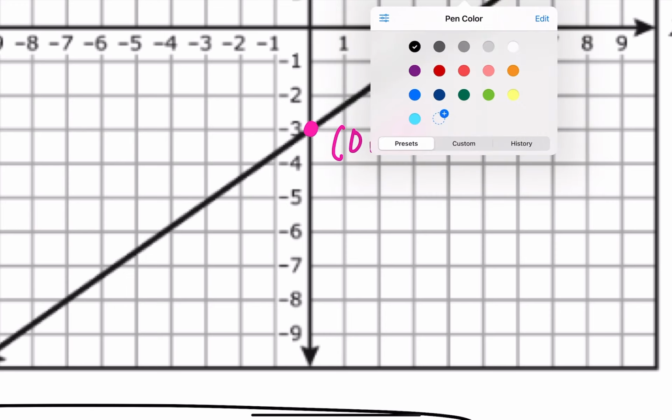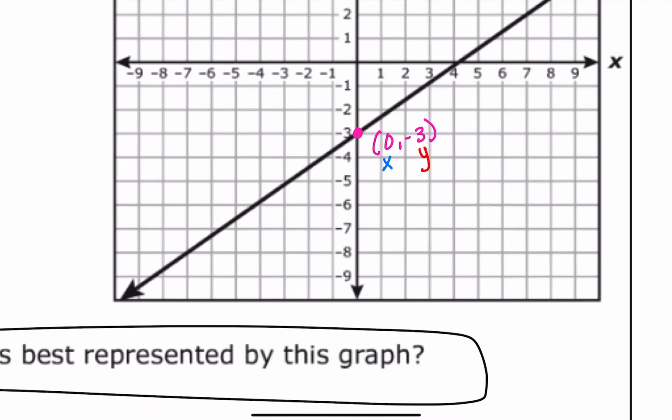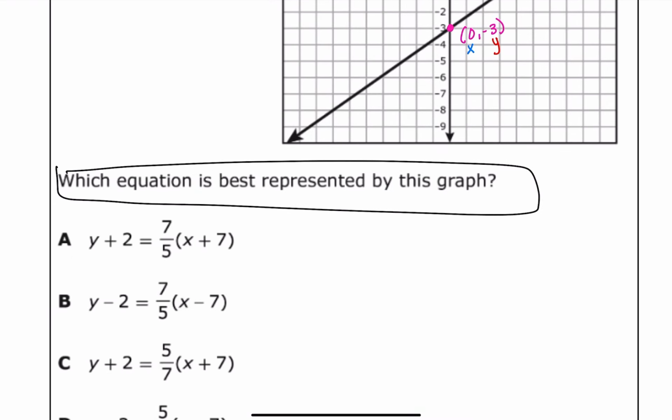Now, this is going to be my x, and this is going to be my y. I'm going to use this and plug it into the calculator. So my y is going to go here, which is -3. Then it's going to be +2 equals 7/5, parenthesis, my x is 0, and then +7. When you put it in the calculator, you're going to put it exactly how you see it. You're either going to get a true or false. For example, you're going to get a false on this one.